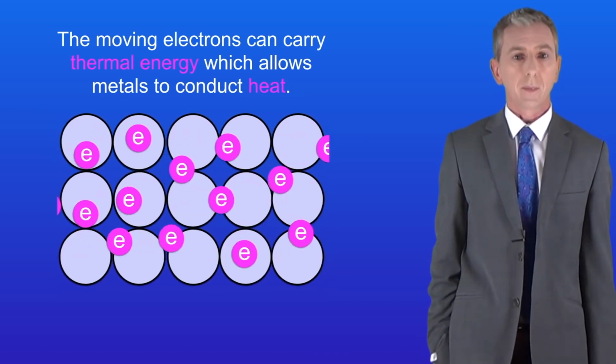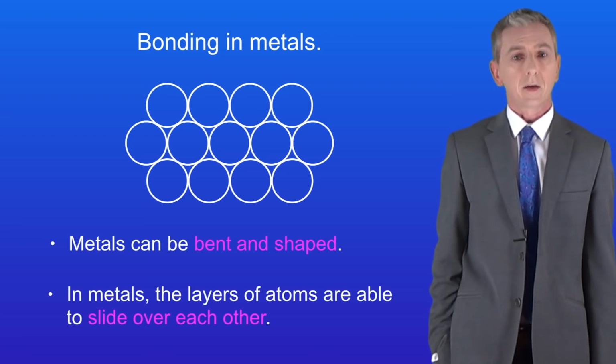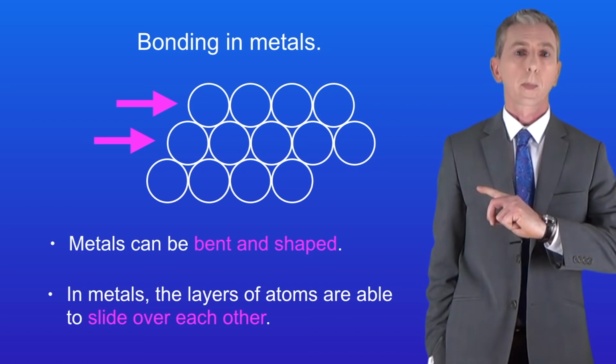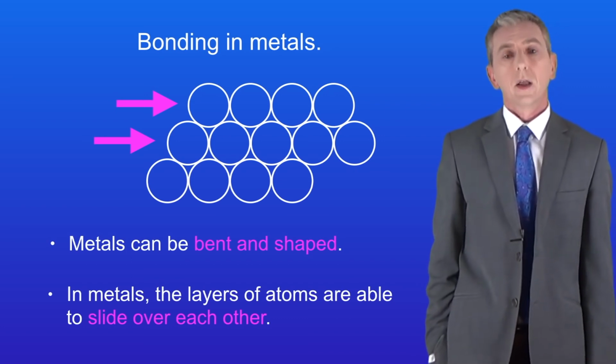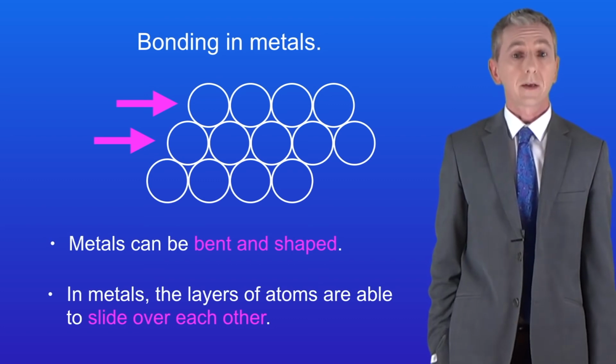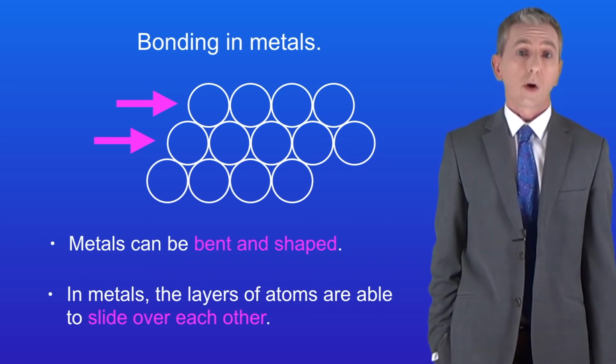Let's look at another property of metals. Metals can be bent and shaped. That's because in metals, the layers of atoms are able to slide over each other like this. You really need to learn this as it's a key property of metals. So just to recap, metals can be bent and shaped, and that's because the layers of atoms can slide over each other.